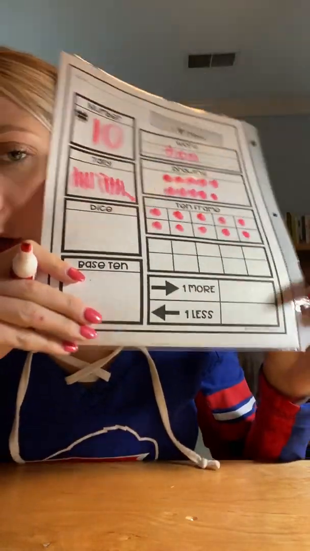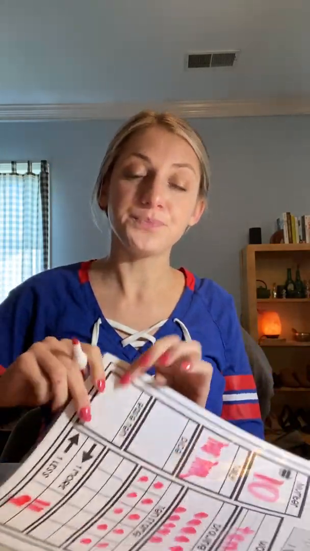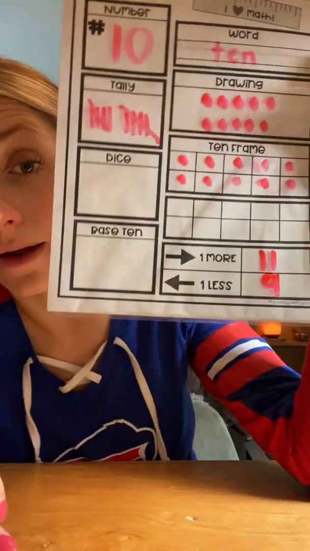Now we're going to go below and we'll do one more, counting on, and one less, counting back. So what is one more than 10? 10, 11. Good. One more than 10 is 11. What's one less than 10? 10, 9. One less than 10 is 9.